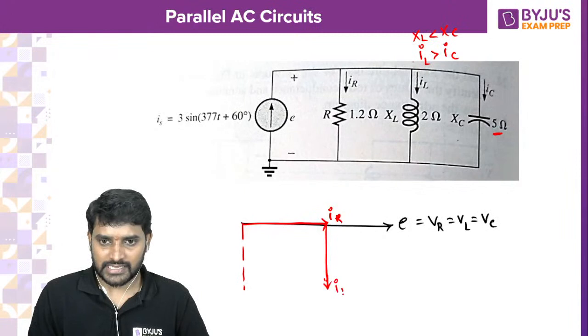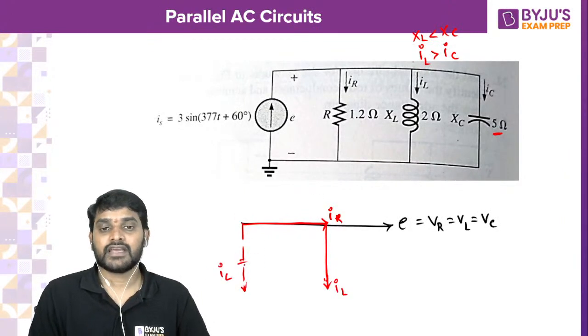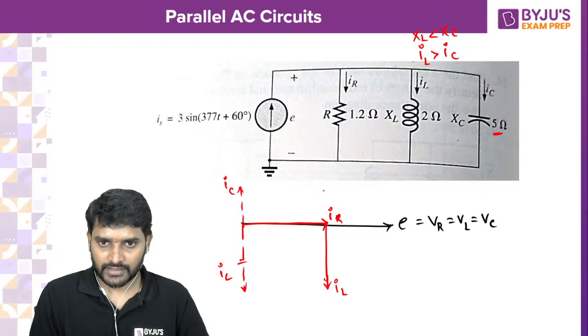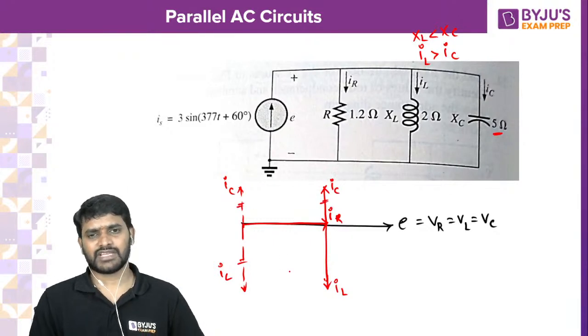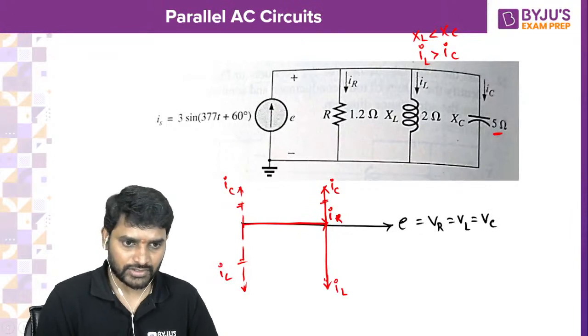So this is IL and parallelly I can write, and where is IC? IC will be here. Let me take up IC, and this is my IC. So in parallel, you can draw either here, at the end, or at the beginning. Any issue? No issues.